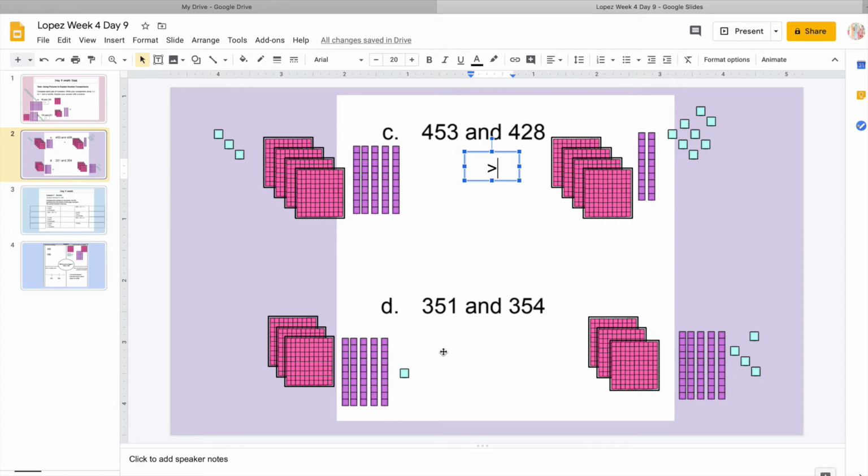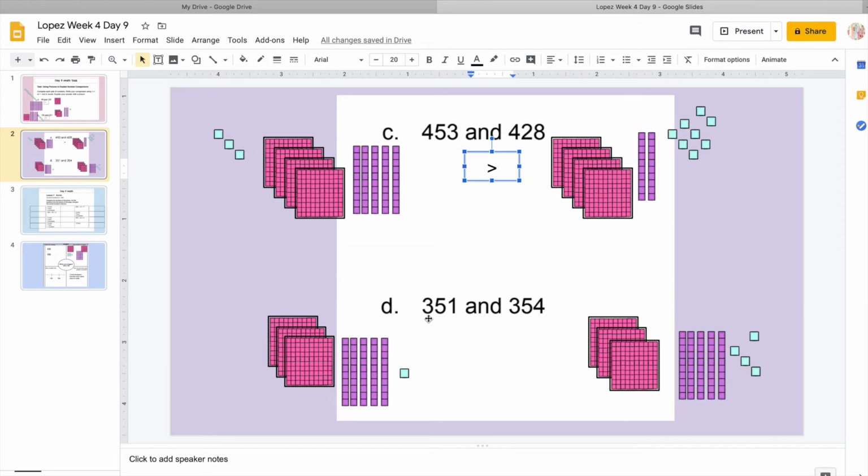And moving on to the last part of our math task, we have D, where we are comparing 351 and 354. Representing that using a picture, I have drawn the base 10 blocks that represents each number. As you can see here, we have 351, and over here we have 354. You can either count the base 10 blocks or just compare each number based on its place value, which is what I'm going to do.